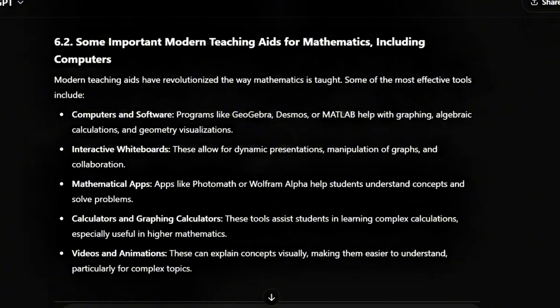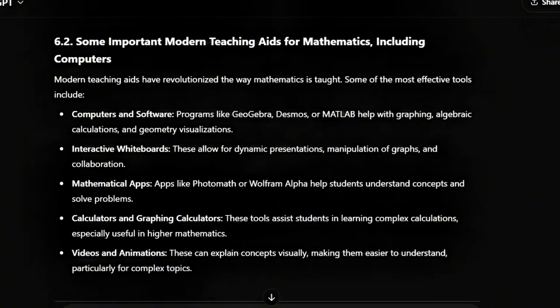Interactive whiteboards. These allow for dynamic presentations, manipulation of graphs, and collaboration. Mathematical apps. Apps like Photomath or Wolfram Alpha help students understand concepts and solve problems. Calculators and graphing calculators. These tools assist students in learning complex calculations, especially useful in higher mathematics. Videos and animations. These can explain concepts visually, making them easier to understand, particularly for complex topics.